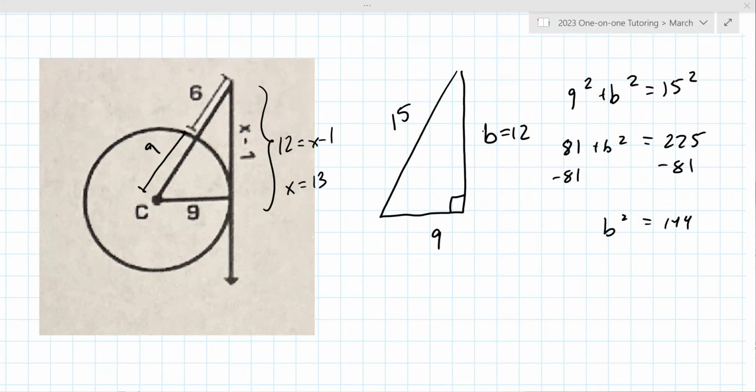How did you get 12 so quickly? Just the square root of 144. Oh yeah, that's right. Wow. And then we just made X minus 1 be B. Exactly. Okay.